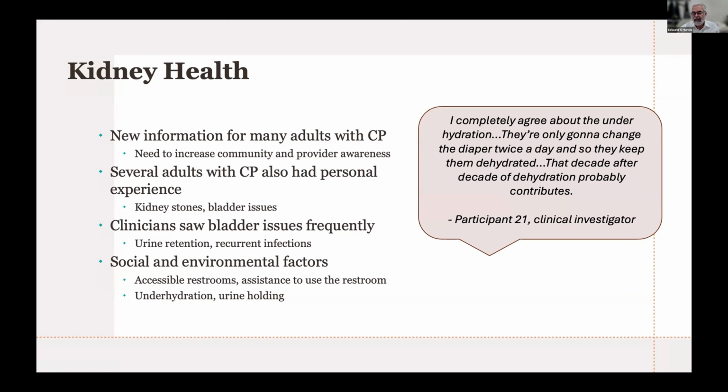And one of the things that came out that was very interesting is people told us about social and environmental factors. For example, when they're out in public, restrooms may not be accessible and they need assistance to use the restroom. So what people do is they don't drink a lot. They don't drink enough. They become dehydrated and they hold urine. All those things can be bad for the whole kidney and urinary function.